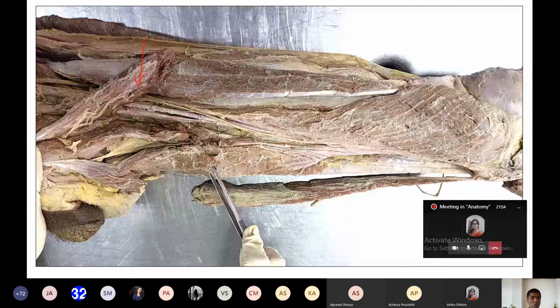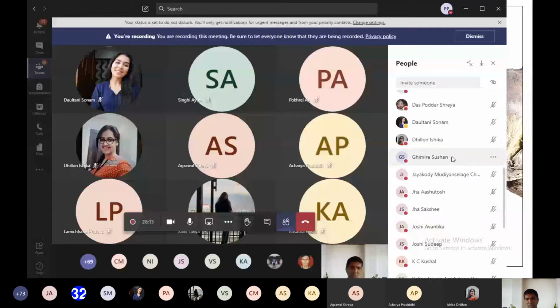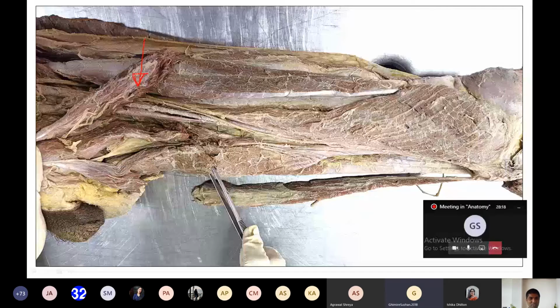So what is this structure? You try. Susan, can you identify? Adductor longus. Good, yes. This is the adductor longus. Very good. It is reflected from medial to the lateral side. Even though it is in a difficult position, you have identified it. Very nice. So this is supplied by which nerve?